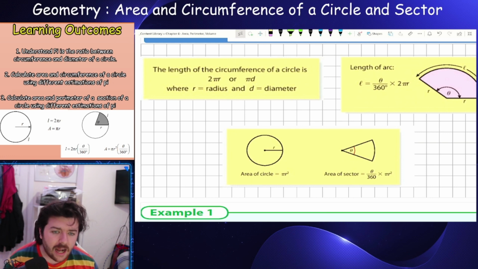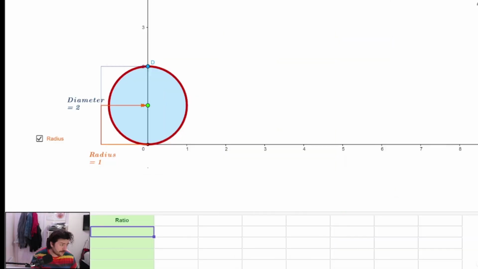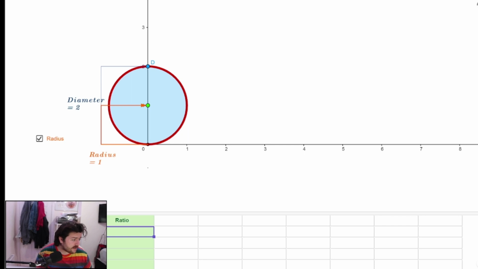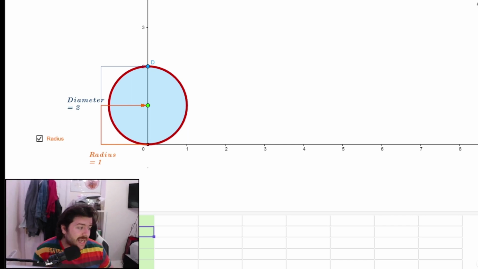But how did we come to this, and what is pi? Like, what is pi equal to, right? So we're going to look at a proof now on GeoGebra, my favorite. So let's go over there now. So here is a circle. Let me make myself a little bit bigger here. This circle has a diameter of 2 and a radius of 1. So this is also known as a unit circle, okay?